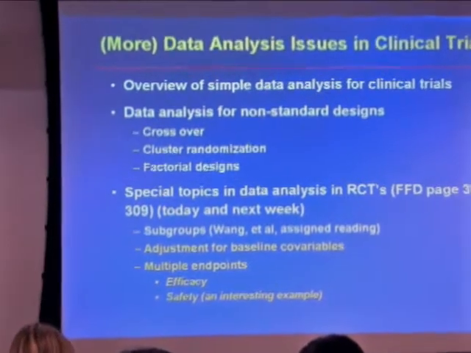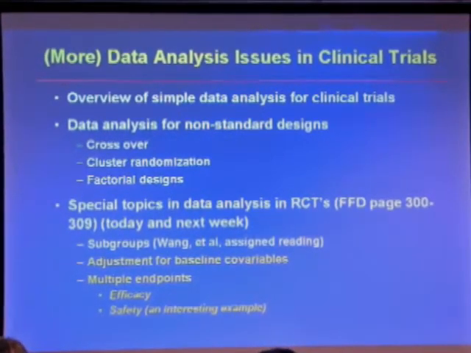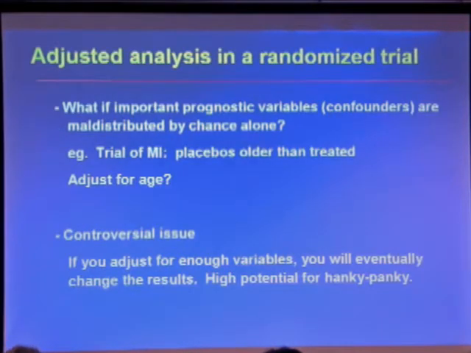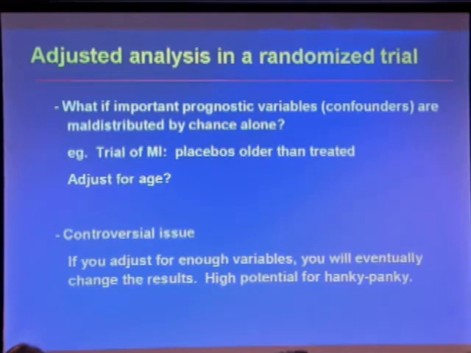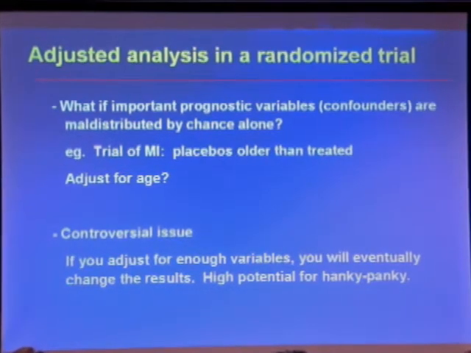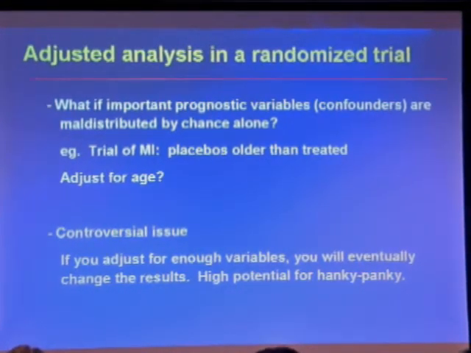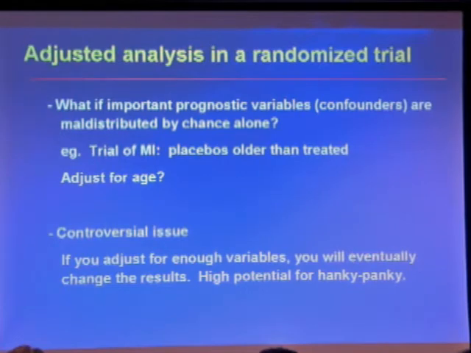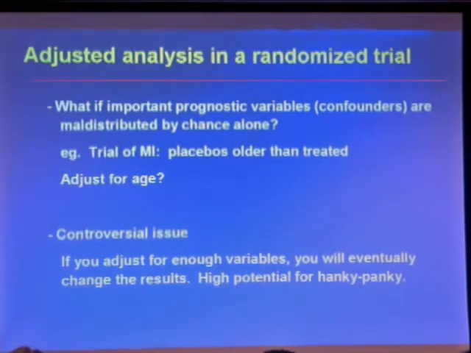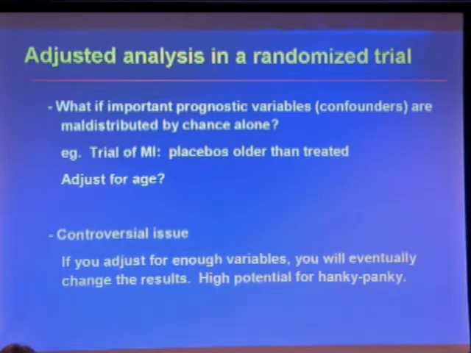So last week we talked about different statistical things. And one of those was adjustment for baseline covariables, which I mentioned but didn't have a chance to talk about. Say I do a clinical trial. What if an important prognostic variable, for example, a confounder, is maldistributed by chance alone? Say, for example, we did a trial with a myocardial infarction as an endpoint. You get all done, you had bad luck with your coin flip, and the placebos are older than the people who are treated. So you're worried: what if the placebos have a higher rate because they're older?